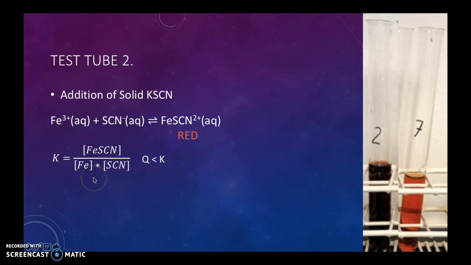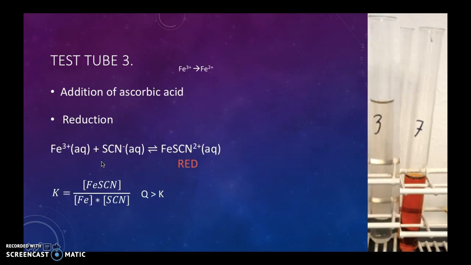And we can explain this by looking at the expression here. We can see that Q becomes a smaller value because we divide by a greater number, only at that moment, and then it reaches equilibrium again where Q is equal to K. Test tube 3.